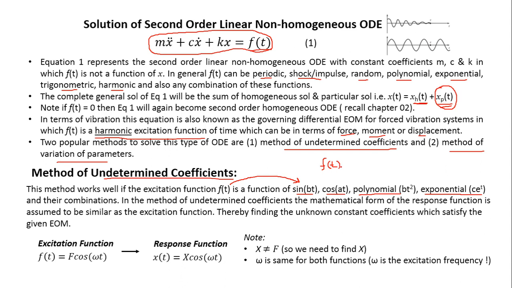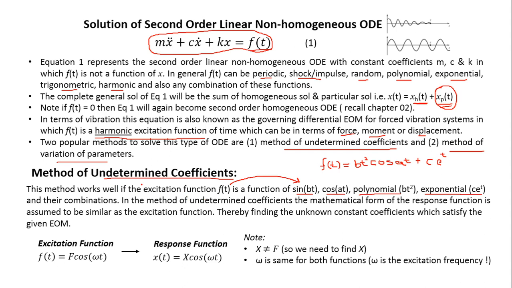For example, this excitation function can be given as the polynomial function bt squared times the trigonometric function cos, so cos at, can be any combination as well, plus maybe an exponential function. So for all these kinds of functions, this method of undetermined coefficients works very well.